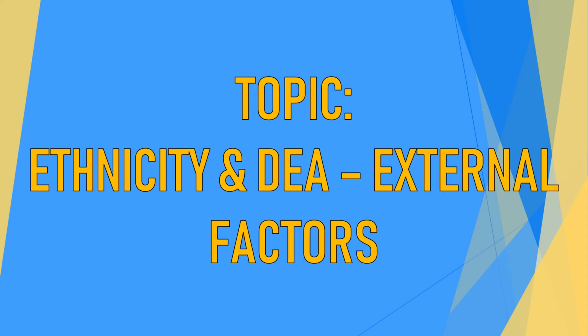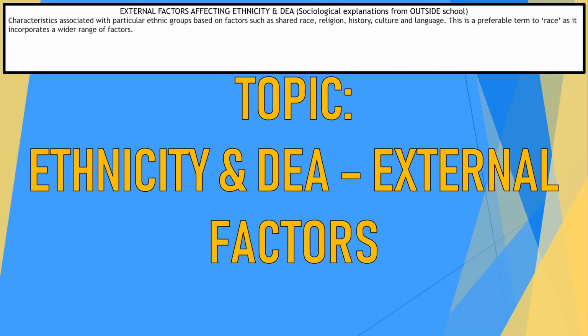So here we have an overview of ethnicity and DA, focusing on the external or outside school factors. When we're looking at ethnicity, this is characterized by a particular ethnic group who share a race, religion, history, culture, and language. This is a preferable term to use compared to race, which is quite specific, and ethnicity covers a range of elements and features of their lives.